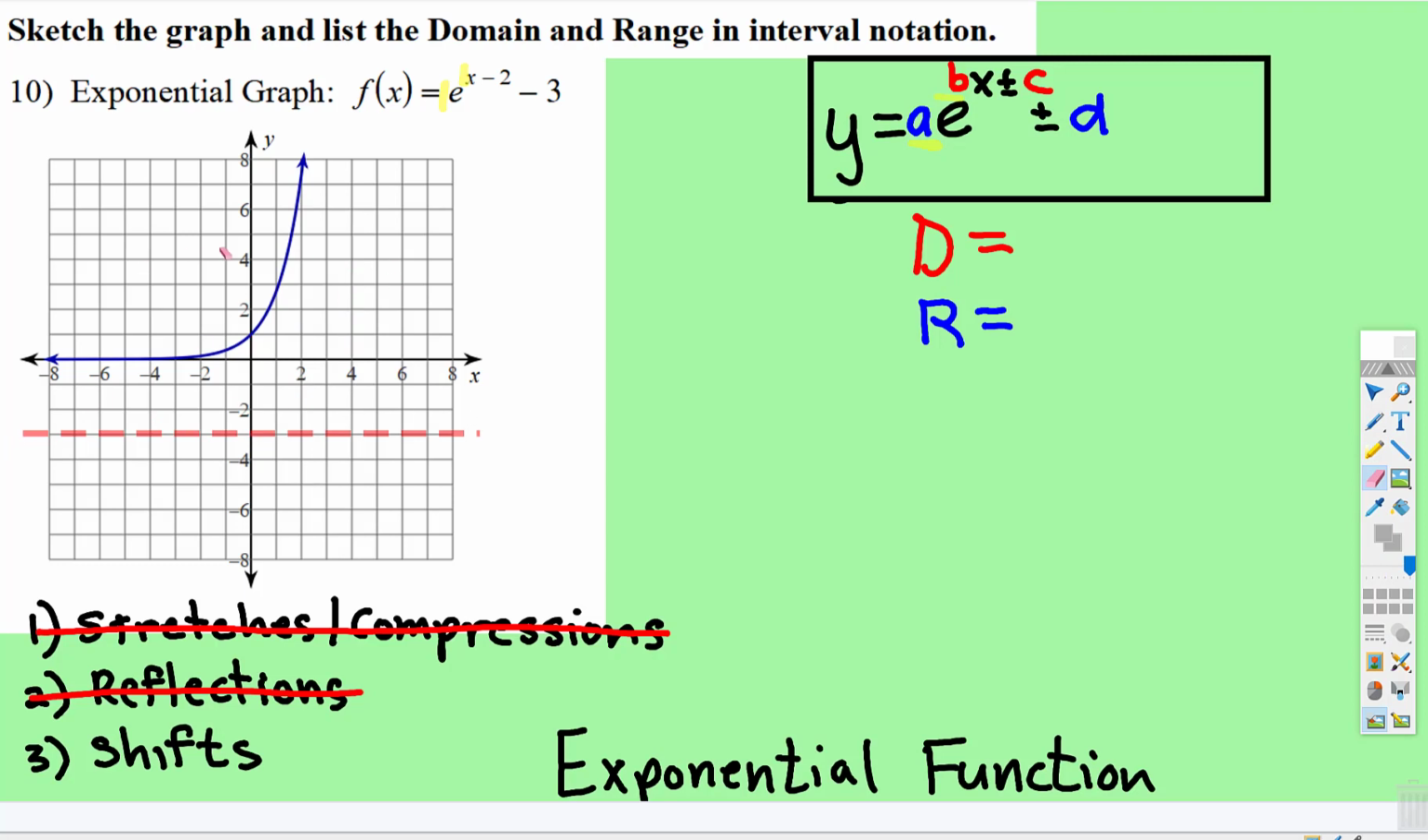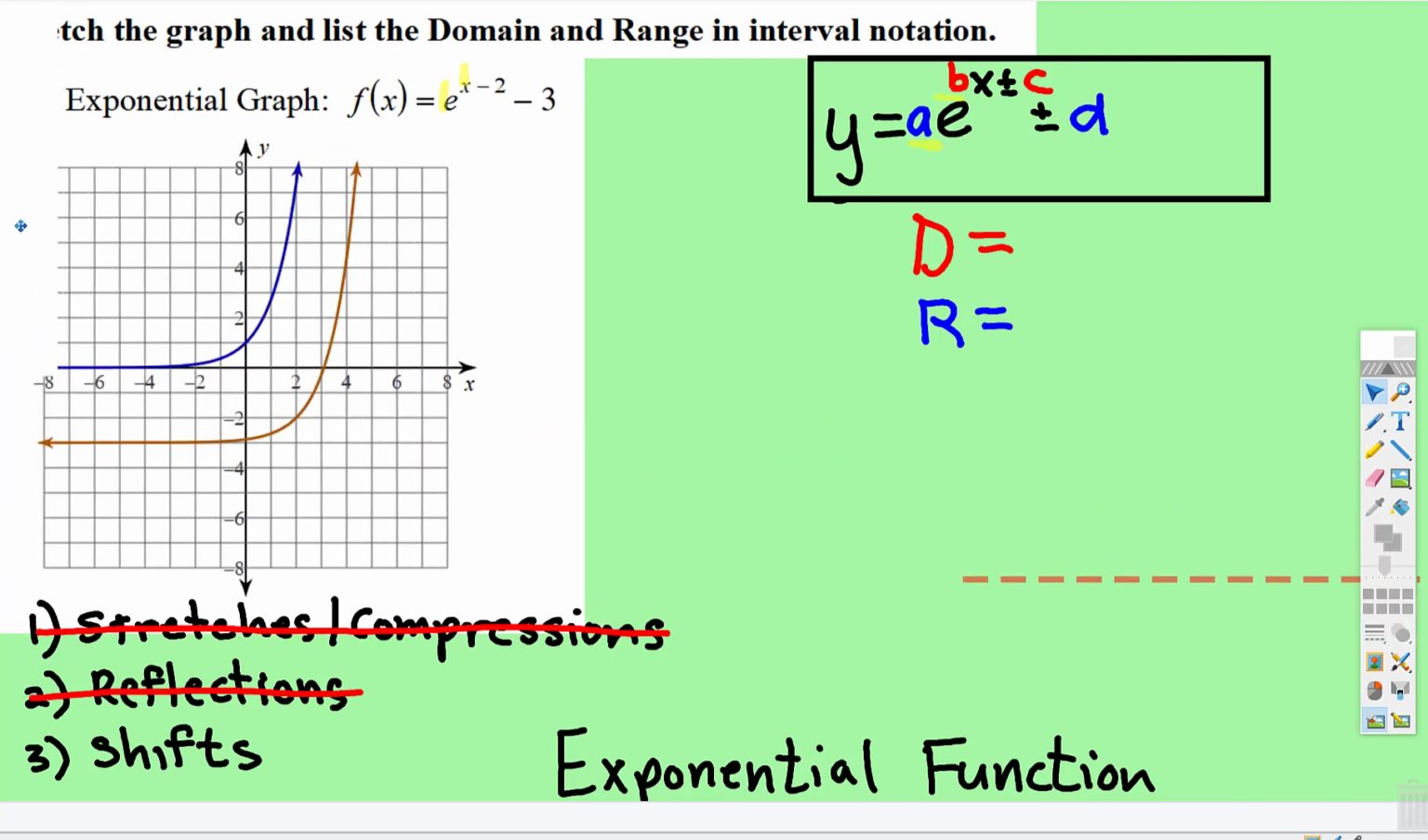And I have a copy of that. However, the software that I use doesn't show the asymptote. So that invisible asymptote is there.